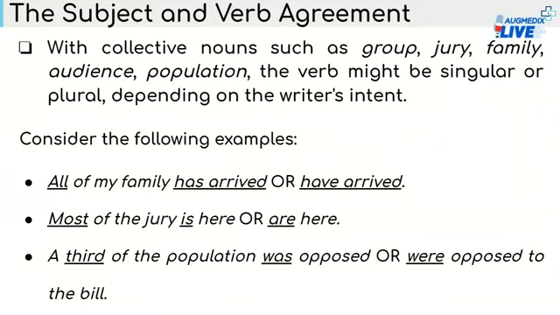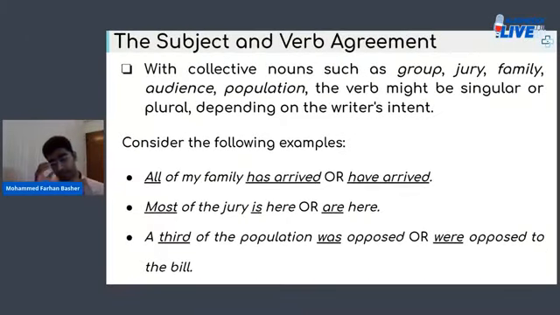All of my family has arrived. Fine. And if you were to say all of my family have arrived, that would be fine as well. Now, if you mean to say all of my family has arrived, you're talking about your family as a single unit. But if you mean to say all of my family have arrived, you would mean that each member of your family has arrived, but individually, they haven't come together.